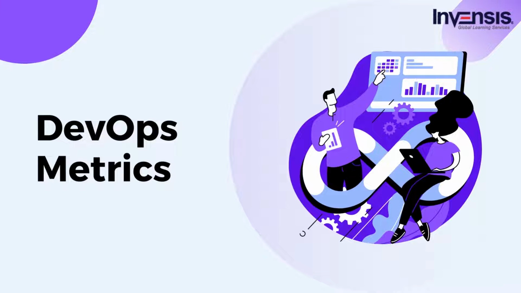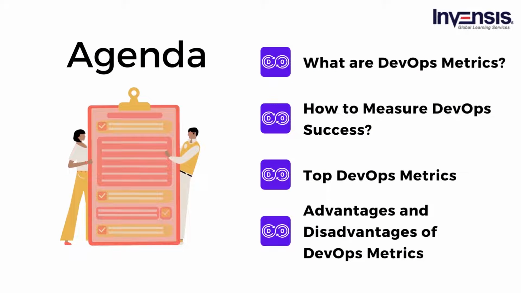What does DevOps metrics mean exactly? What are the prominent metrics? Before we get started, I would like to address the agenda for today's session. We will start our session with a brief understanding of what DevOps metrics is. Then, we will understand how to measure DevOps success and talk about the top DevOps metrics that can be used. Finally, we will conclude the session by talking about some of the advantages and disadvantages of DevOps metrics. I hope the agenda was clear.